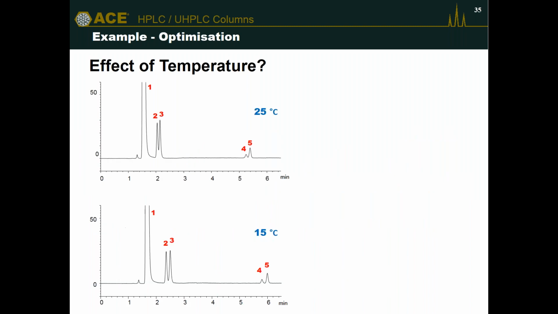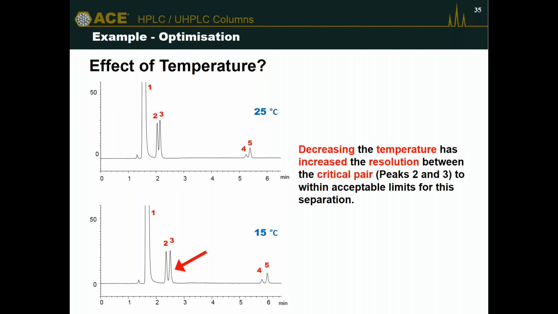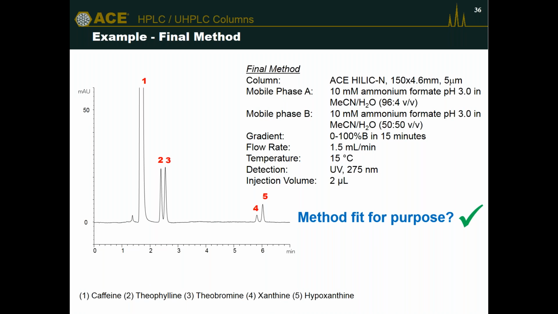We can perform further optimization, so we had a quick look at temperature. By reducing the temperature down to 15 degrees, as expected, we would improve the resolution of the critical pair. And this was the final method that we actually used, because we gave this to somebody else for some work that they were doing. So we can see here we have finally the principal component, caffeine, and the related substances. Peaks 2 and 3 here were not quite separated, but the customer was happy to drop a perpendicular and quantify these two compounds from the chromatography here, and then peaks 4 and 5 were baseline resolved.